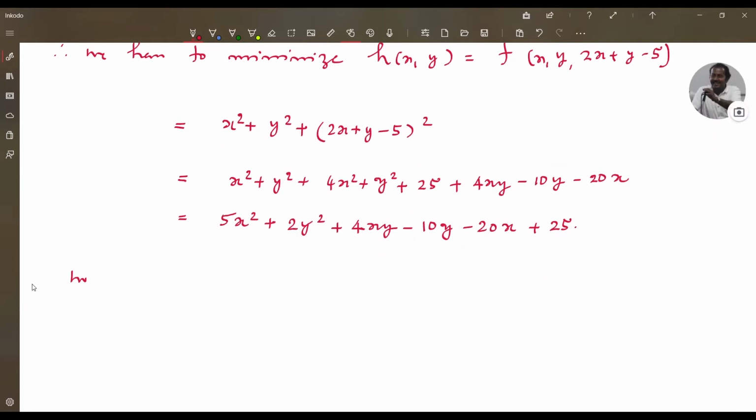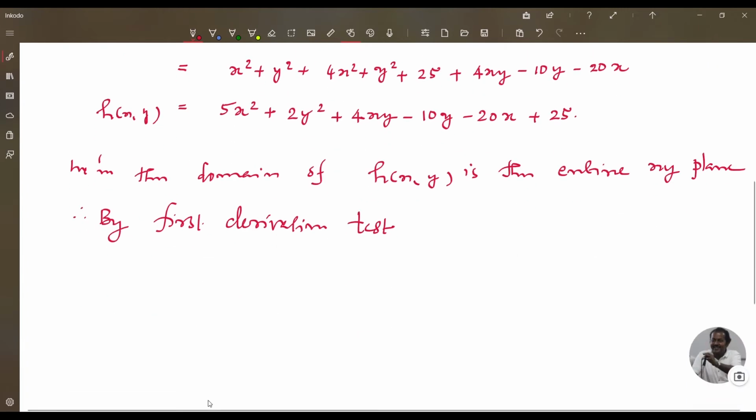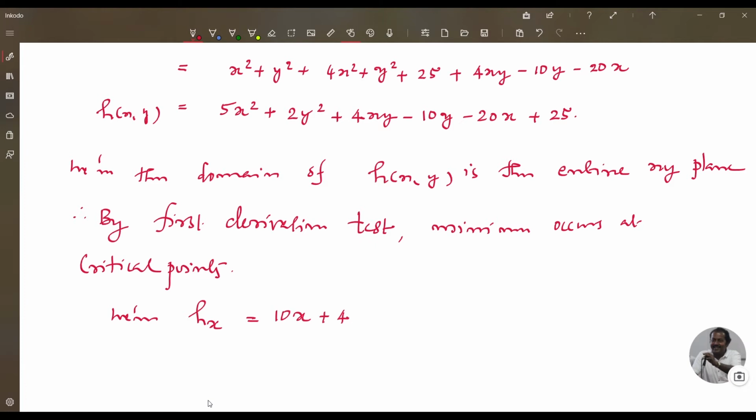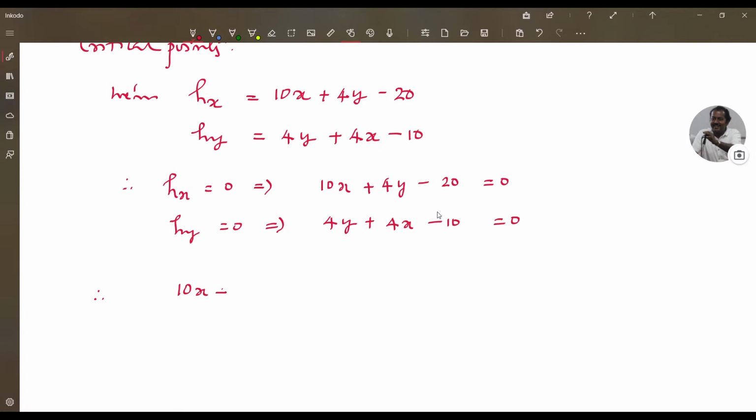Now this is h(x, y), and the domain of h(x, y) is the entire xy plane. Therefore, by the first derivative test, the minimum occurs at critical points. We have hx is 10x plus 4y minus 20, and hy is 4y plus 4x minus 10. Therefore, hx equal to 0 implies 10x plus 4y minus 20 equal to 0, and hy equal to 0 implies 4y plus 4x minus 10 equal to 0. Therefore, 10x plus 4y equal to 20, so this is equation 1, and 4y plus 4x equal to 10. This is equation 2.